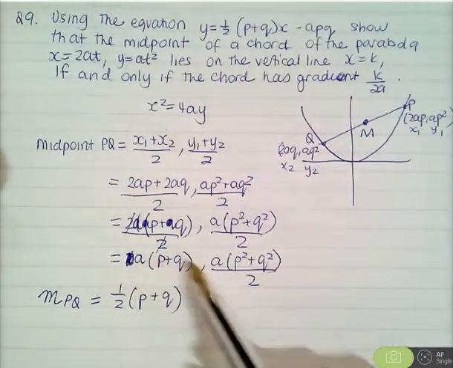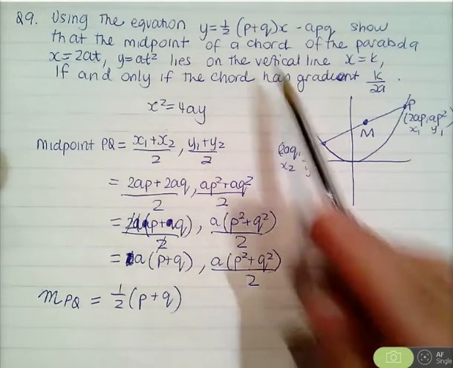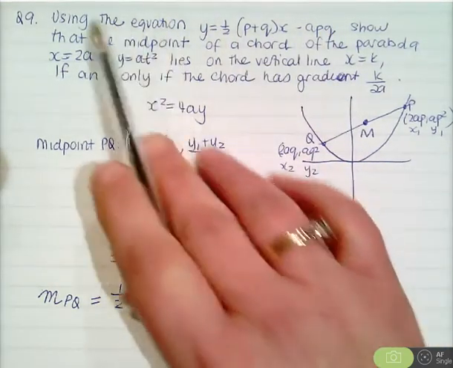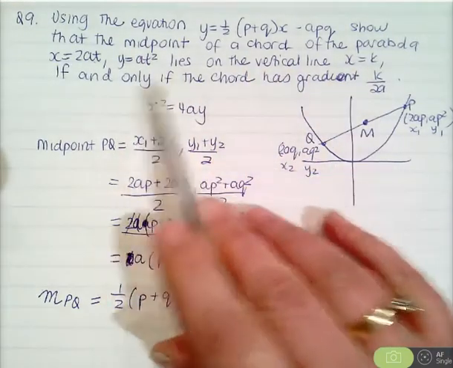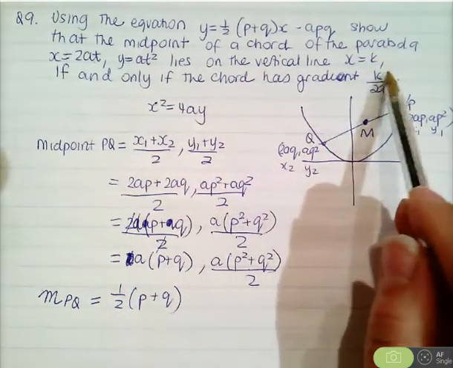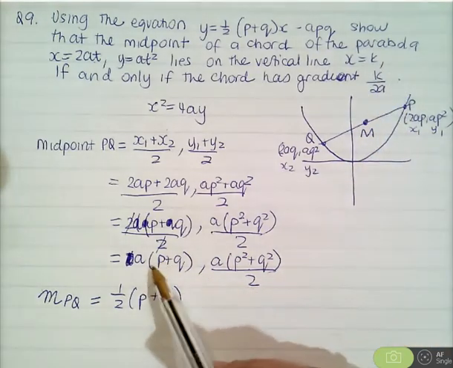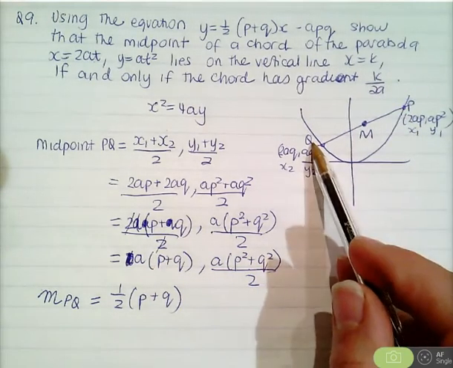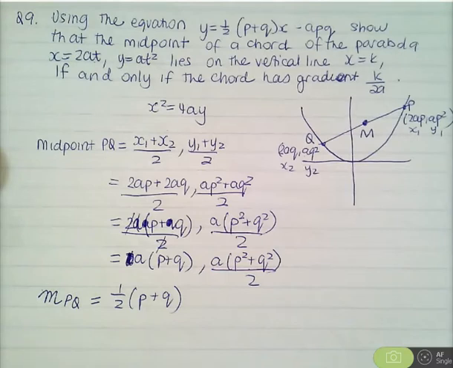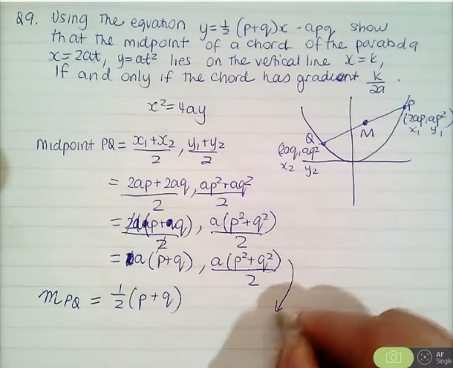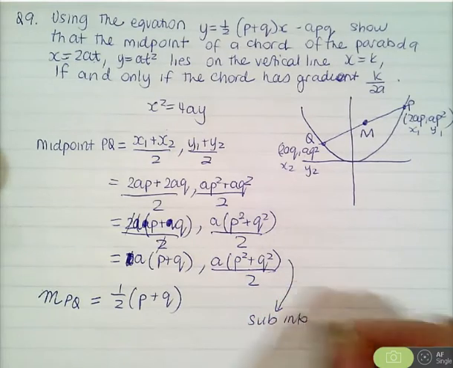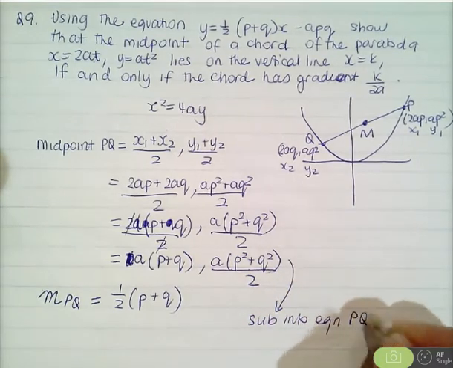So here we've got the midpoint of PQ and the equation of PQ. Now it does say, using the equation, show that the midpoint lies on that vertical line if and only if the chord has gradient k over 2a. So we know that this lies on that line, so we might try substituting it into the line. I'm not sure if it's going to work, but let's try that. So we're going to sub that point into the equation of PQ, okay?